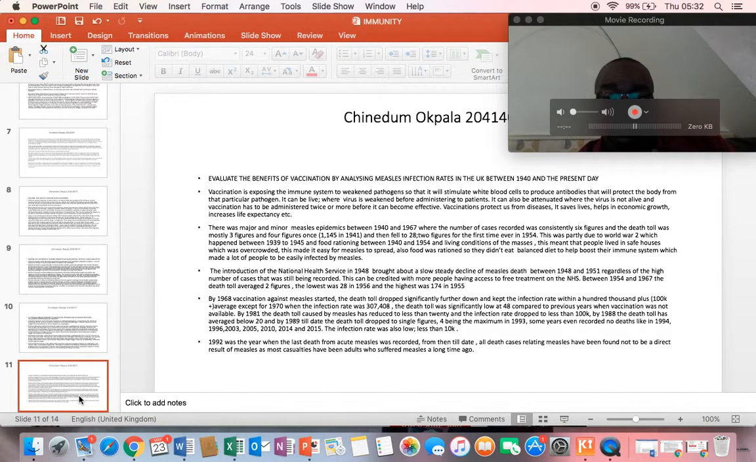Vaccinations protect us from diseases, save lives, help in economic growth, increase life expectancy, etc. There are major and minor measles epidemics.